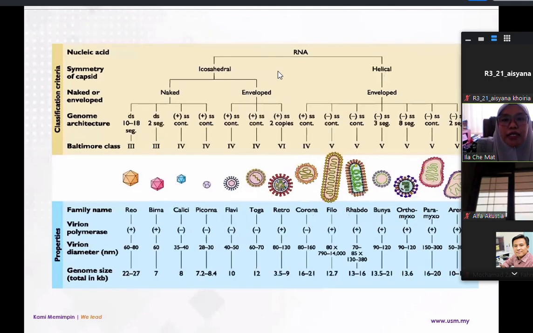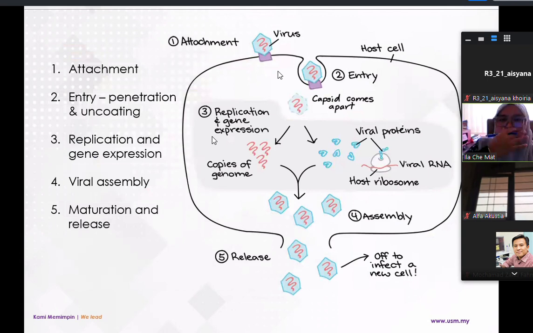And then for RNA, this is how it looks like. They have almost, I think, 14 groups of RNA virus. For RNA virus, the second criterion is looking at the capsid, and then whether they are naked or enveloped. And after that, the genomic architecture, whether it's double-stranded or single-stranded. Okay, so the replication cycle: how the virus infects the cell.